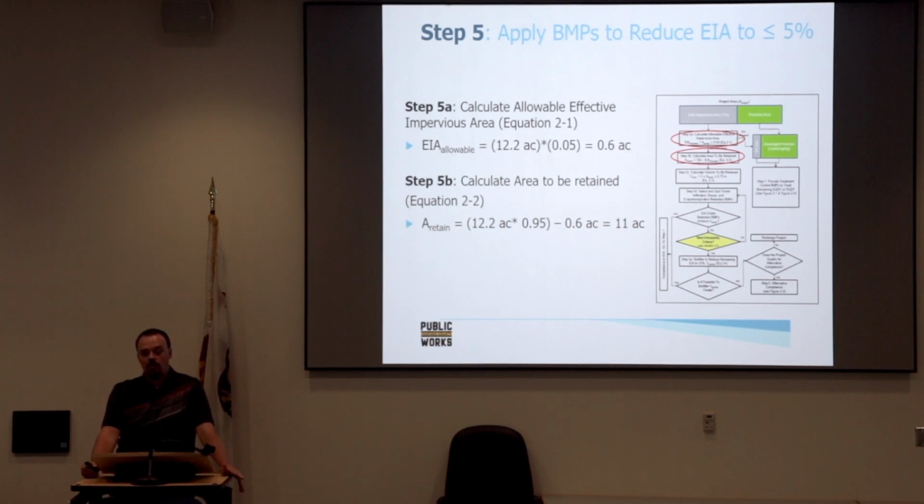Then step 5B is calculate what needs to be retained. In this case, we have 12.2 acres times 95% impervious area minus the 0.6 EIA acres. So now you have 11 acres of that site that you need to retain on site.